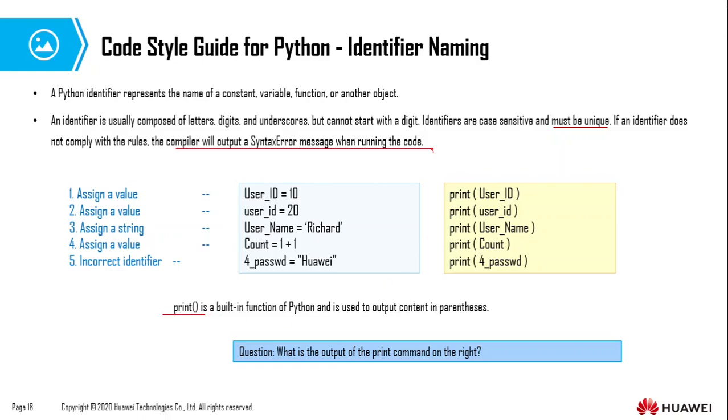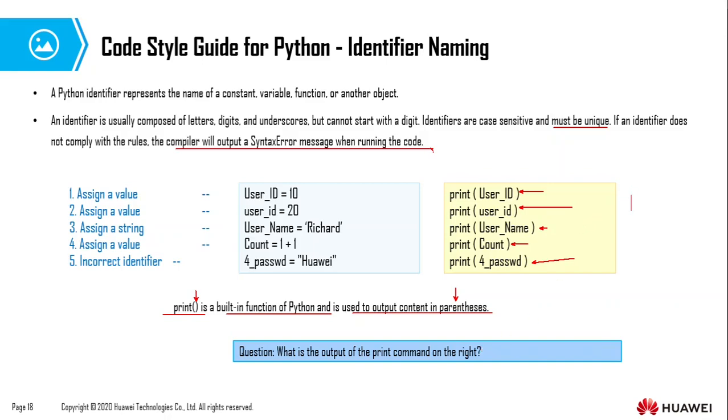Then we have the print function. The print function is a built-in function of Python and is used for output of content, the content that is in the parentheses. So you can see, for example, here we have print user ID, print user ID, print username, print count, print this one, like that. So we have all those. So what will be the output of this particular program?